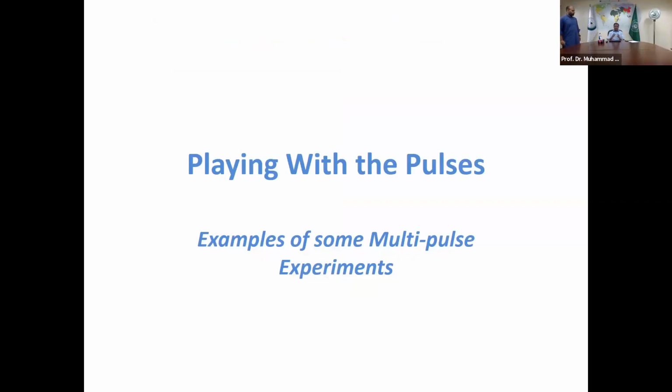Okay, now we start with the pulses. Let's play with the pulses. As I said, the single pulse experiment is the easiest thing which you can do. But the majority of NMR experiments are multi-pulse experiments: COSY, NOESY, TOCSY, HSQC, literally hundreds of these experiments. You cannot really explain them with a single pulse, and this is what we intend to do.